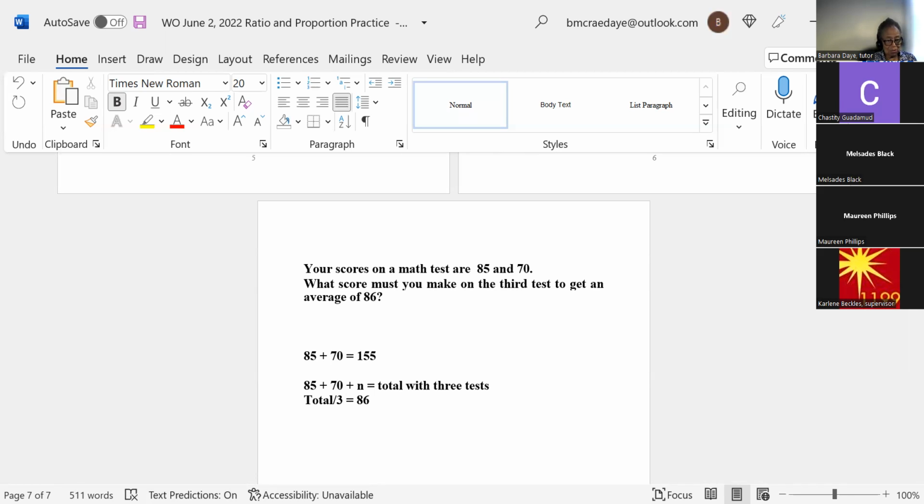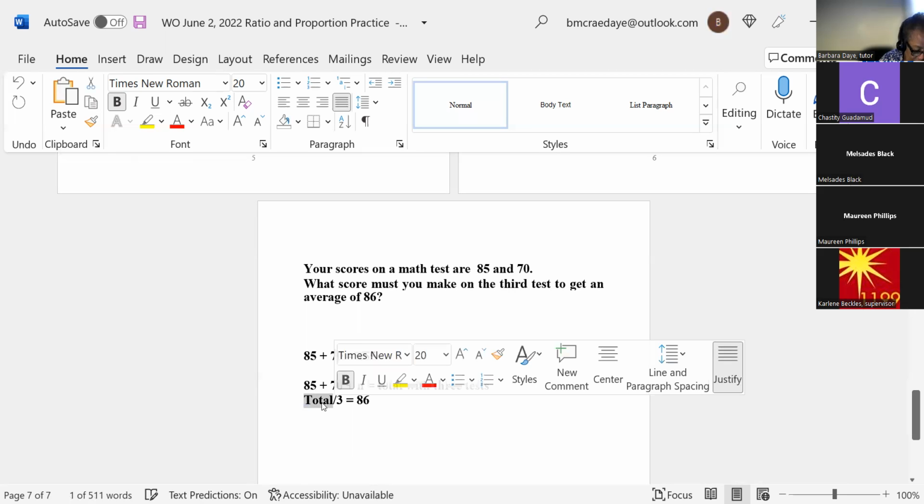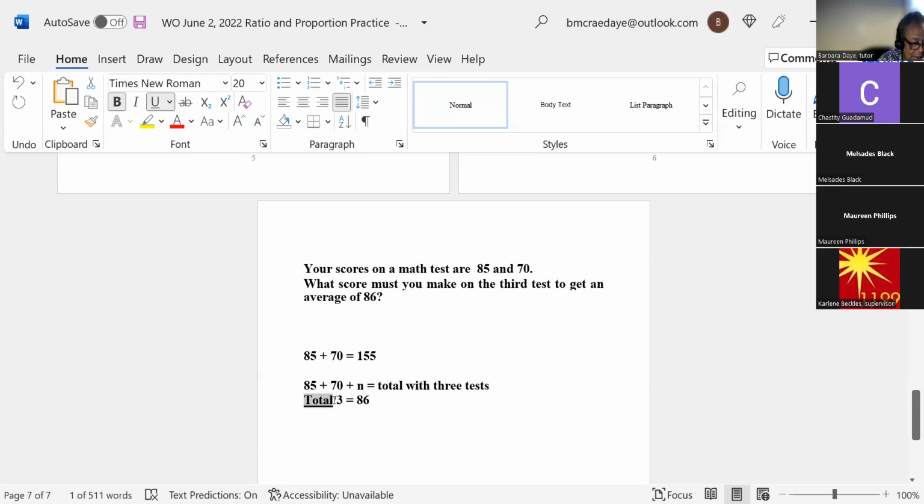So what's the total? Let me write it like this. Now the total divided by 3 is equal to 86. So what is the total? How would I find the total?